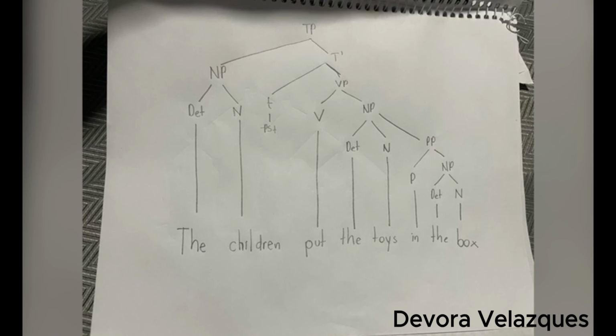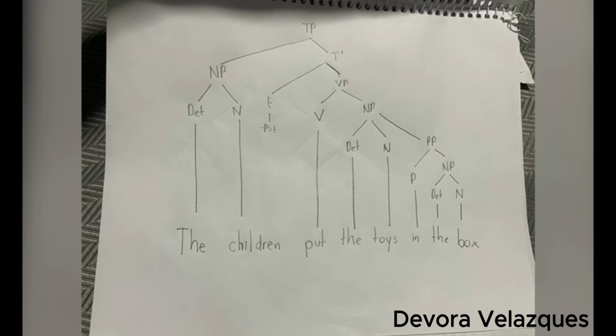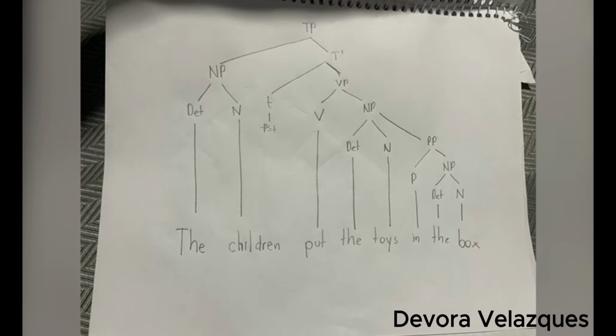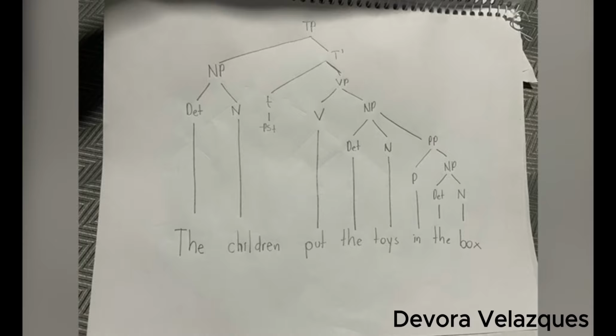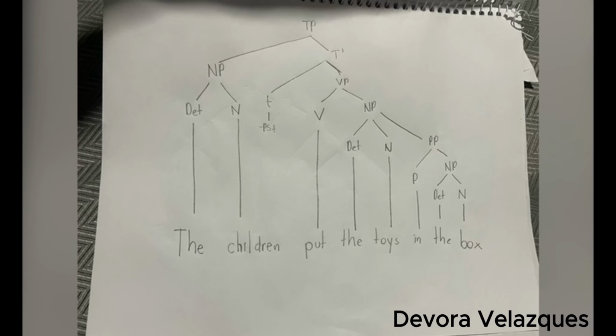And the verb phrase is divided in a verb and a noun phrase. The noun phrase is divided in determiner and noun. The noun is toys. Also, this sentence is divided in a preposition phrase. It's divided in a preposition, which is in, a noun phrase, which is determiner and noun.